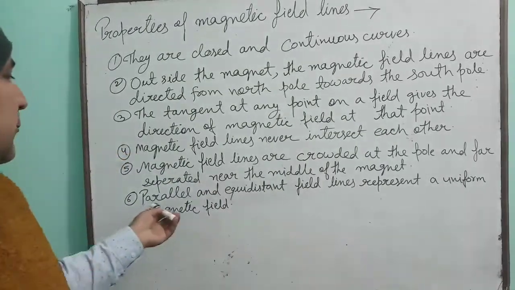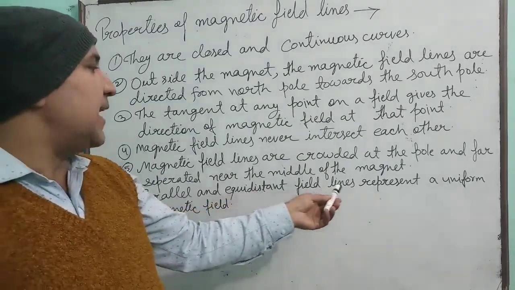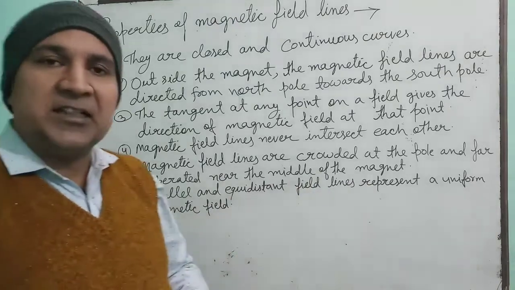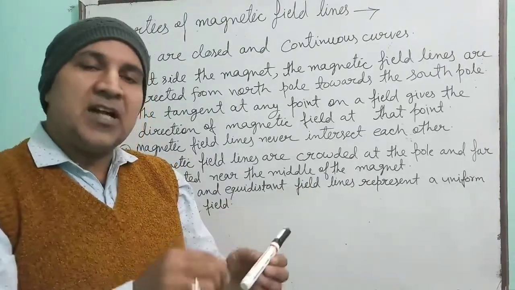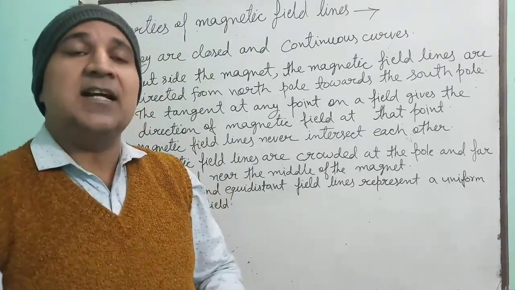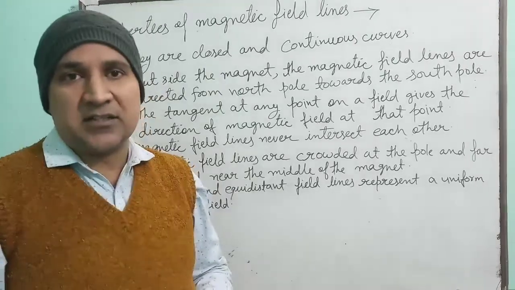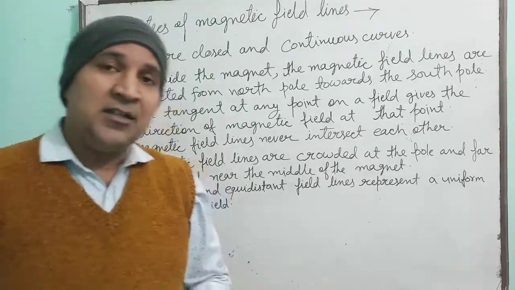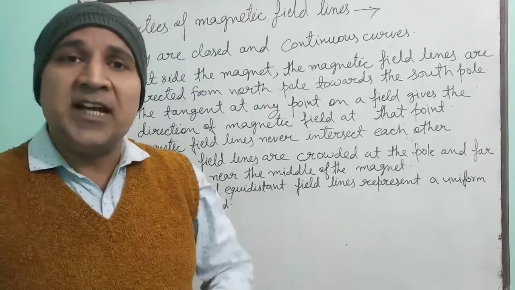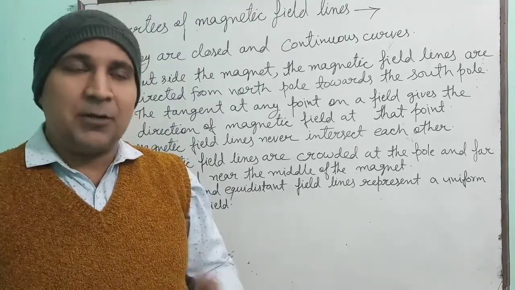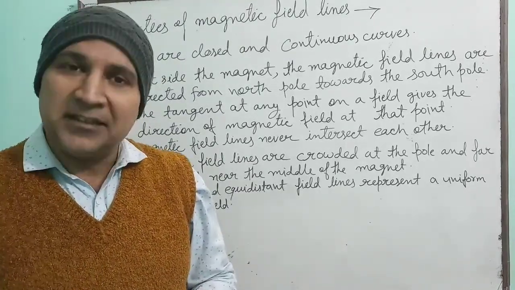Parallel and equidistant field lines represent a uniform magnetic field. Magnetic field lines are parallel to each other, that is why they never intersect each other. And children, our earth also behaves like a magnet, but about this we will discuss in the next one.